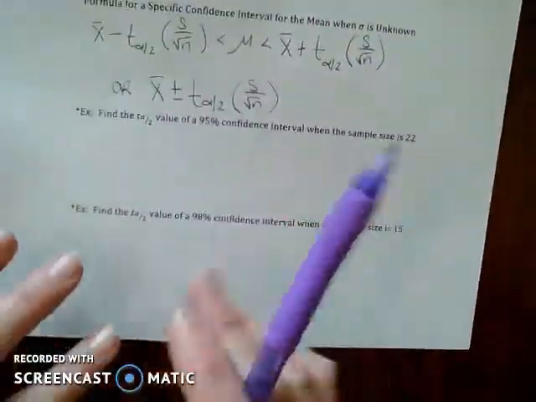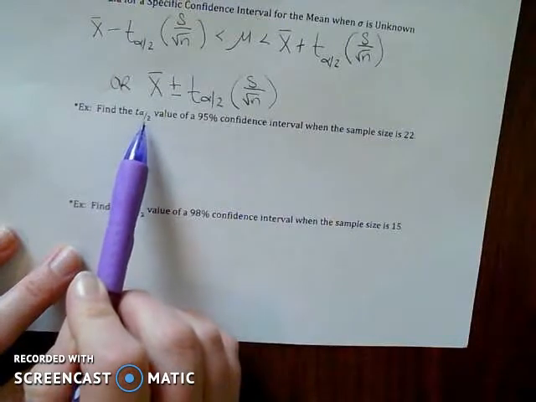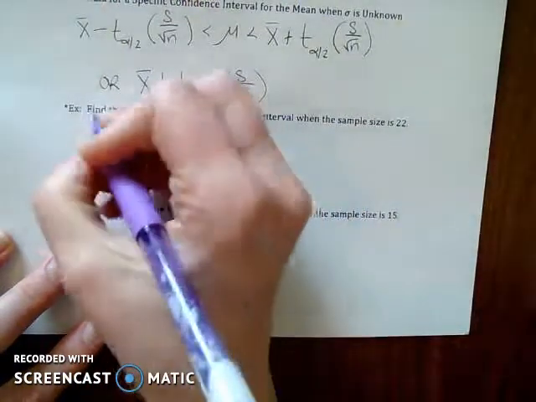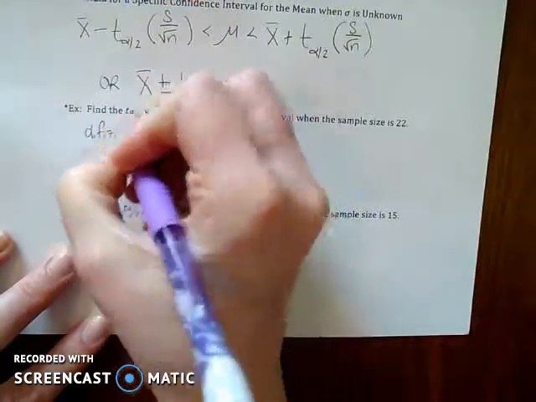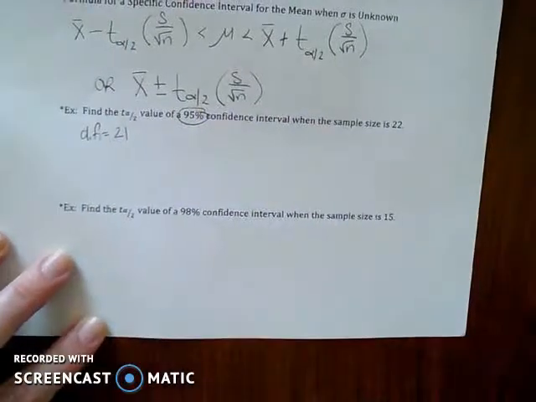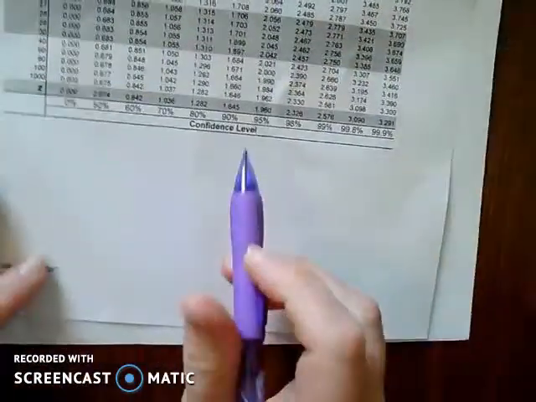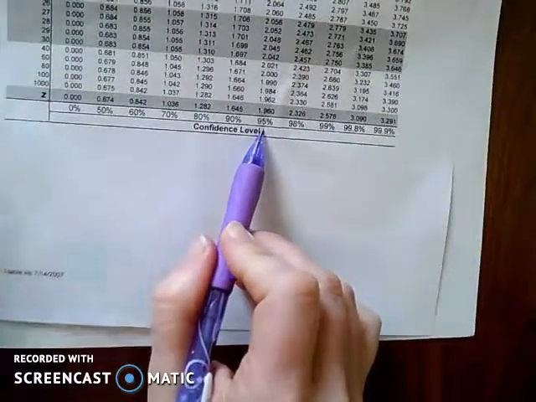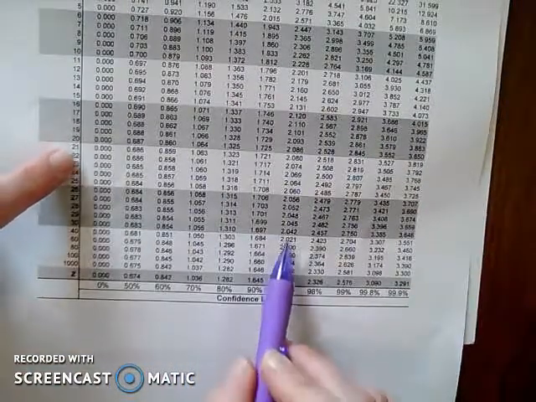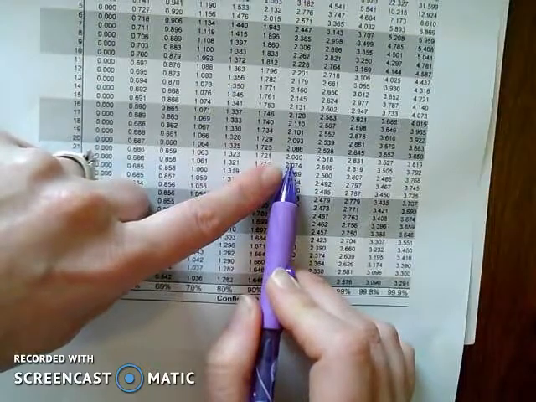Okay, so for here, find the T of alpha over 2 value of a 95% confidence interval where the sample size is 22. So that means your degrees of freedom is 21. So 95%, degrees of freedom 21. So along the bottom, 95%. Along the side, 21. 95%, 21. 2.080.